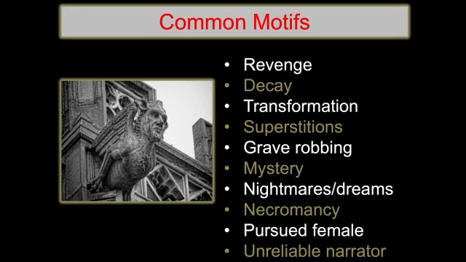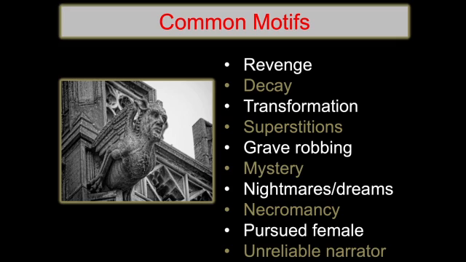So the common motifs that we see in Gothic literature, you might see this sense of revenge. Somebody is not happy with someone else in the family, or somebody has taken something away and you need to enact revenge. There's also this sense of decay, whether it is decay of the architecture and the homelands, whether it's decay of the family or even a family member themselves. You might see transformations or superstitions coming on as well. Grave robbing, where you're actually going into the cemetery and looking for something specific. There's always an element of mystery. We're not quite sure what's going to happen next.